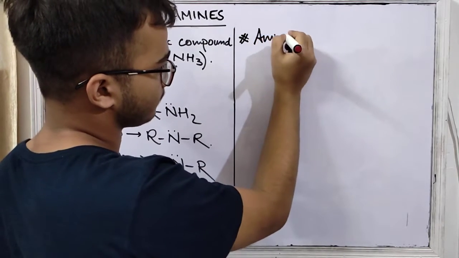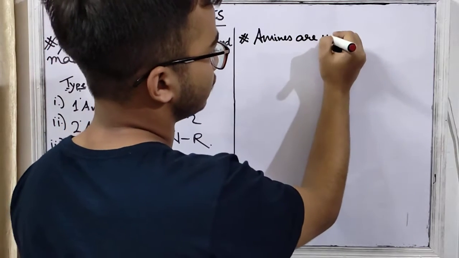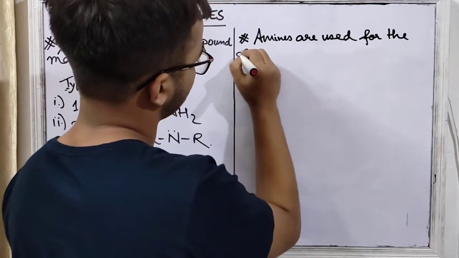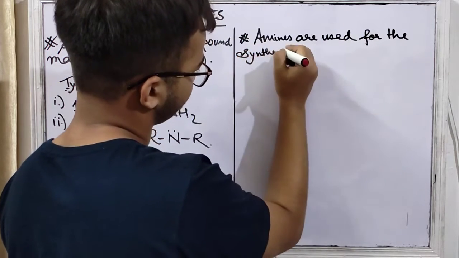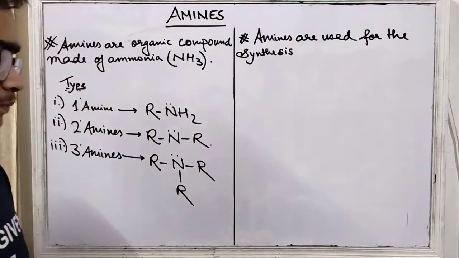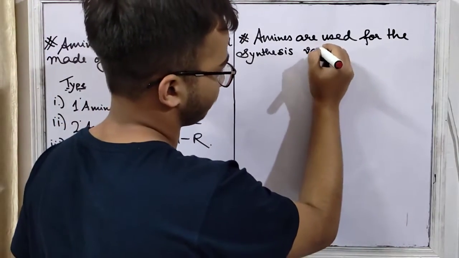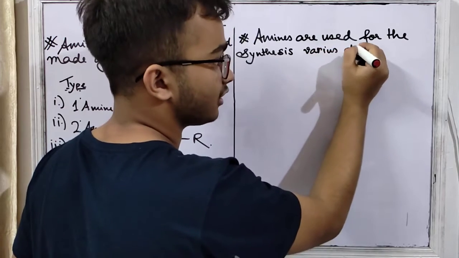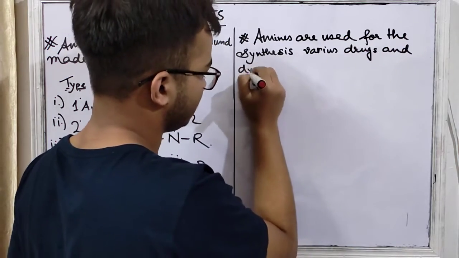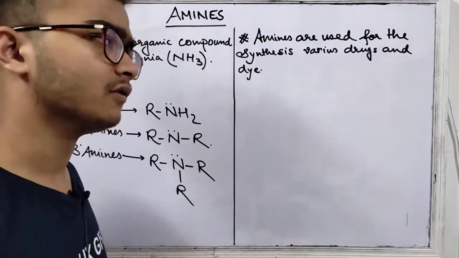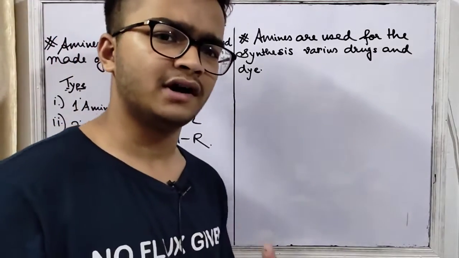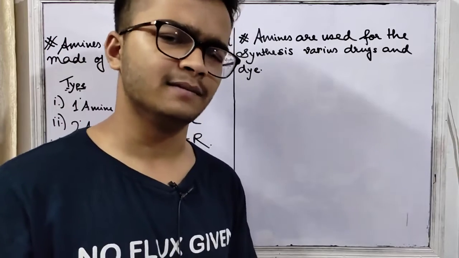Amines are used for the synthesis, which means amines are used to make various drugs and dyes. Dye means a colored organic compound which imparts color. The colored clothes which we wear are made up of dye.